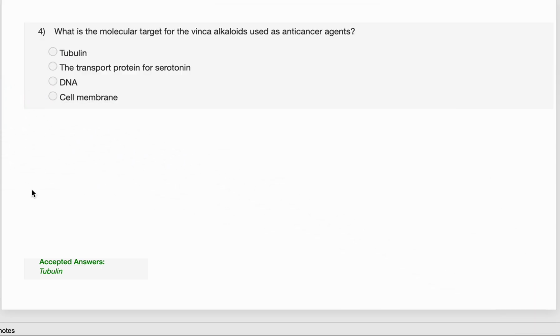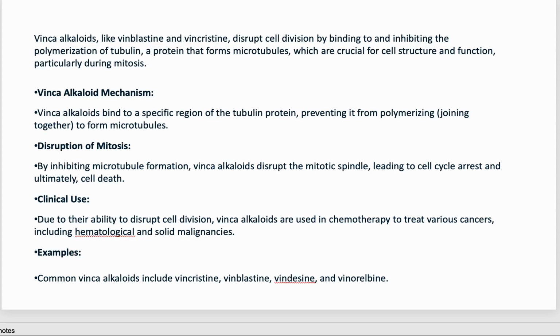Nah, the correct answer was tubulin. Alkaloids like vinblastine and vincristine disrupt cell division by binding to and inhibiting the polymerization of tubulin. Tubulin is a protein that forms microtubules, and it's very important during the cell division process and mitosis, which is crucial for cell structure and function.